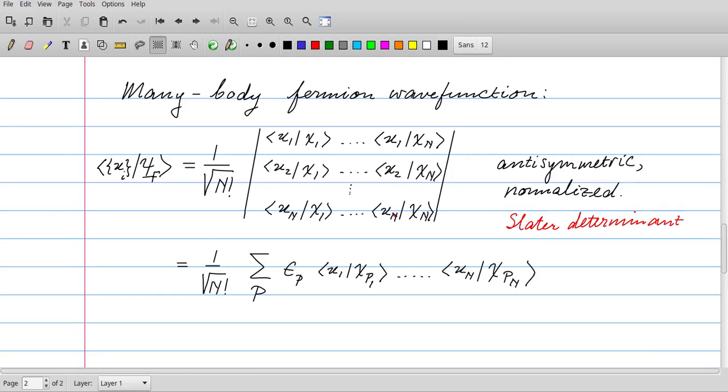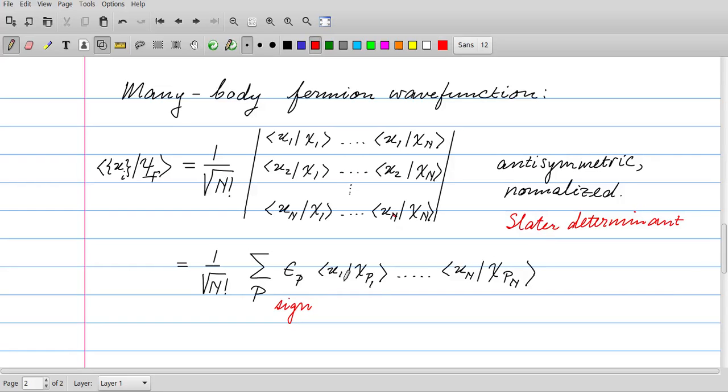Another way of writing this wave function is the following. We have the same prefactor for the normalization, and this is a sum over p, and p denotes any permutation of the numbers 1 up to n. So we sum over all the possible permutations, and we have here this epsilon p, that's the sign of the permutation, and the sign depends on how many exchanges I have to perform in order to realize the full permutation. Any permutation can be constructed from particle swaps, and the number of these swaps can be odd or even. If it's odd, we take a minus 1 for the epsilon p, and if it's even, then the epsilon p is plus 1.